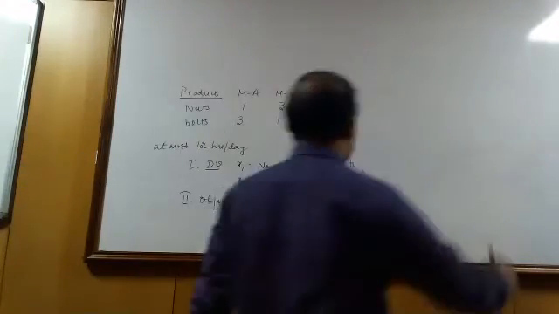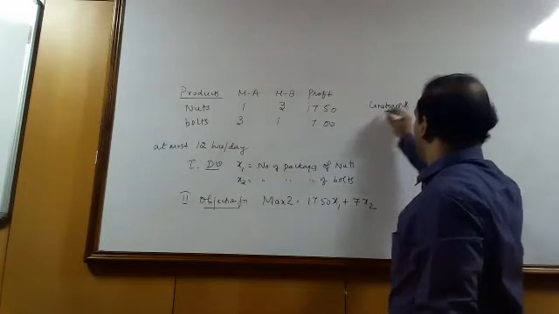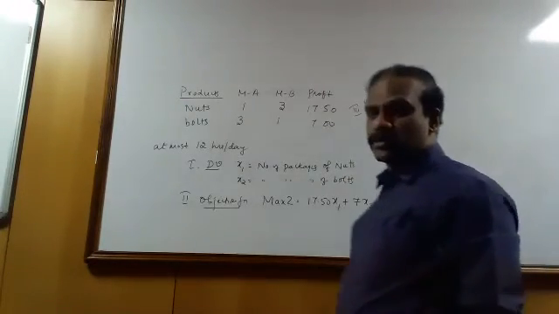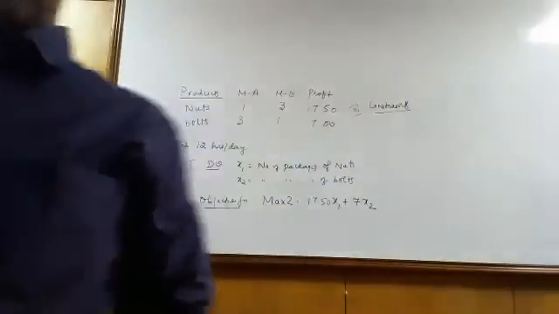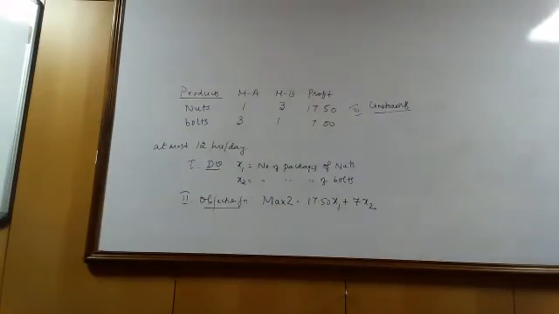Now we come to the third step, which is called constraints. Can anybody please tell me how we write the constraints here? Please look at the board and tell me the equation for the constraints as far as this question is concerned.